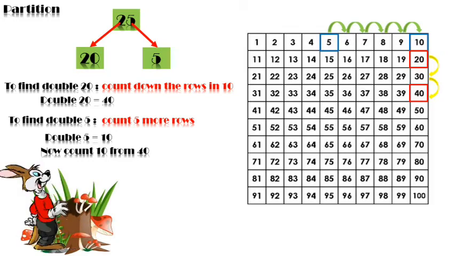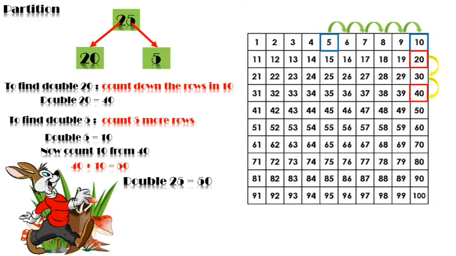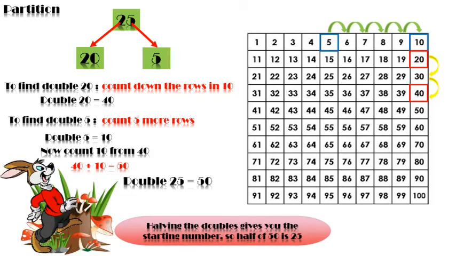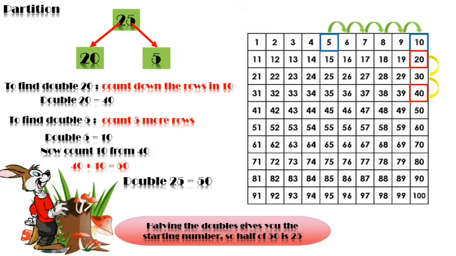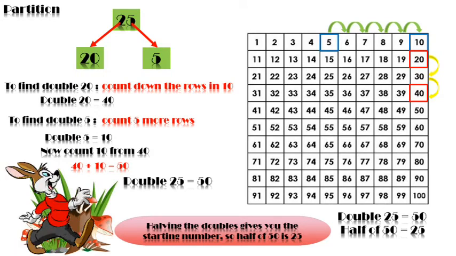Now can you count 10 from 40? Yes, 40, 50, which means 40 plus 10 is equal to 50. The double of 25 is 50. Halving the double gives you the starting number, so half of 50 is 25. Double of 25 is 50 and the half of 50 is 25.